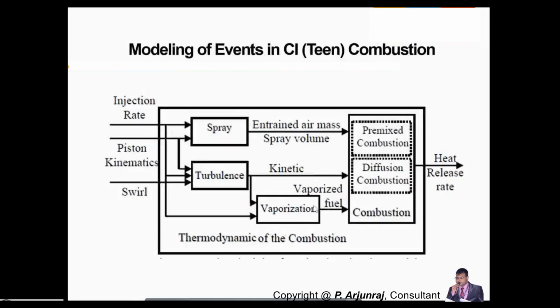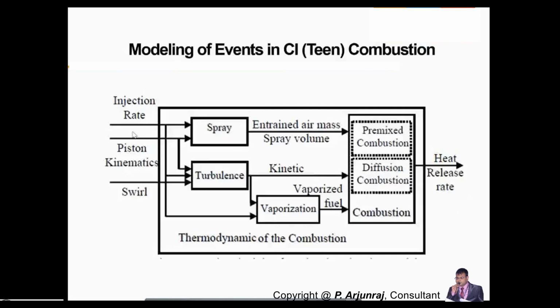So the electronic fuel injection in the form of vaporized fuel can also be used for the combustion process to take place. Irrespective of whether it is premixed, complete mixing, diffusion or vaporized fuel combustion, whatever the type, the output you are going to get is the heat release rate, or the peak pressure, or the pressure as an output.